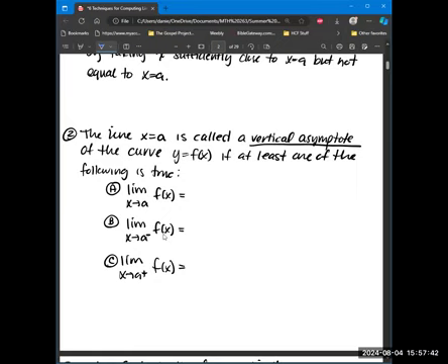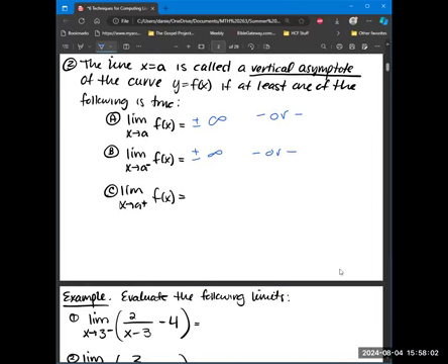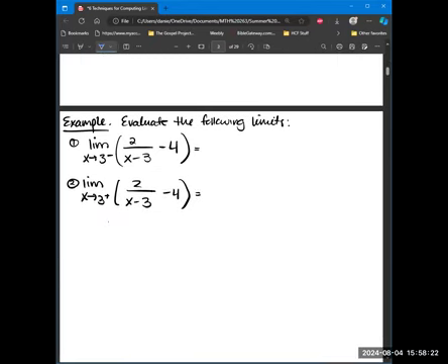The line x equals a is called a vertical asymptote of the curve y equals f of x if at least one of the following is true: the limit as x approaches a of f of x equals plus or minus infinity, or the limit as x approaches a from the left of f of x equals plus or minus infinity, or the limit as x approaches a from the right equals plus or minus infinity, or any of those things, right? So it doesn't have to be all of those things. And it could go to different types of infinity from the left and the right, and then we would say that the limit just wouldn't exist.